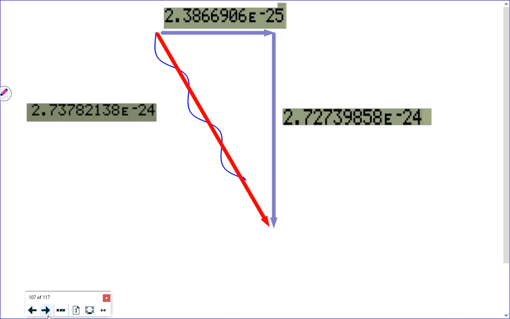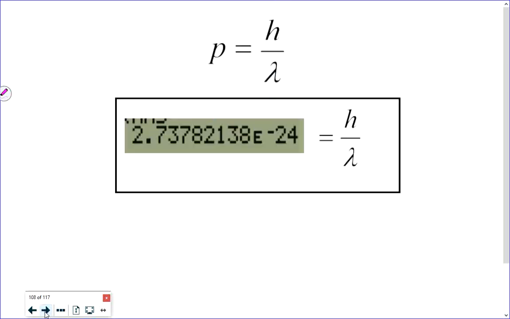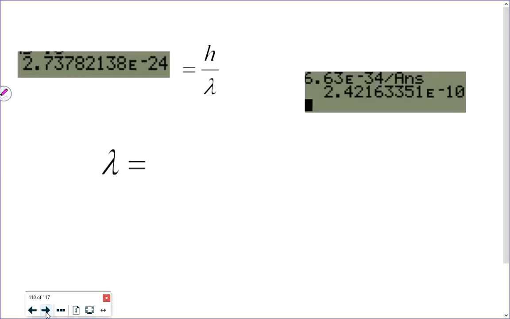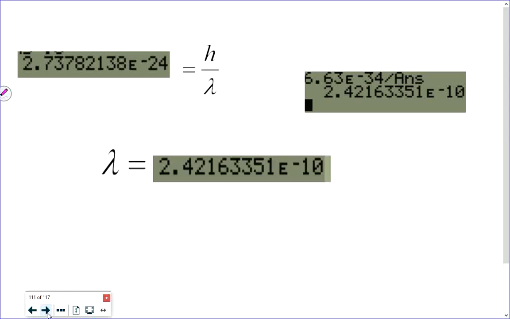So what is that? That is the momentum of the photon. And we can set that equal to h over lambda. Which means if we want the wavelength, we're going to have to take Planck's constant divided by the momentum. And we get 2.422 times 10 to the negative 10 meters, which is the answer we got yesterday.